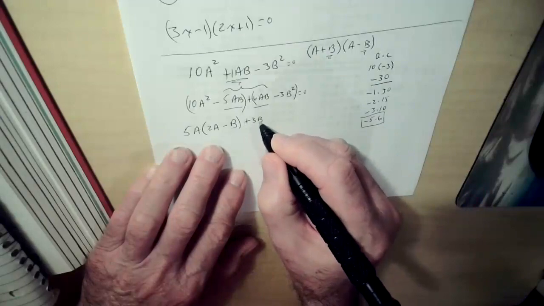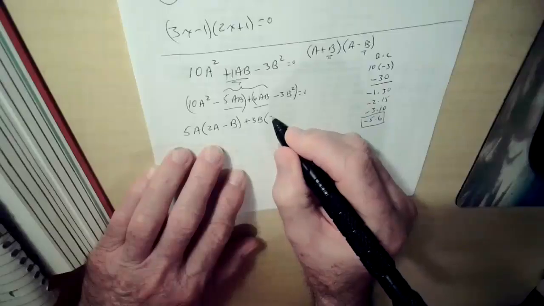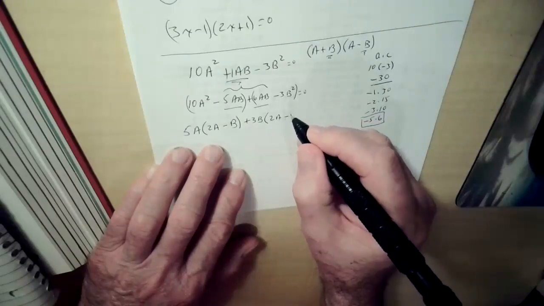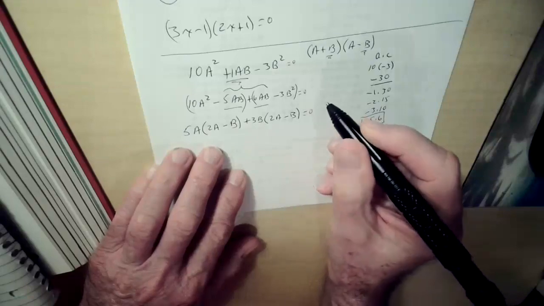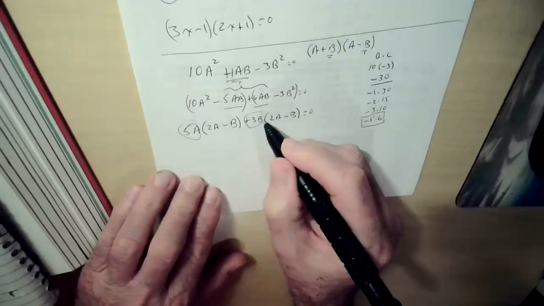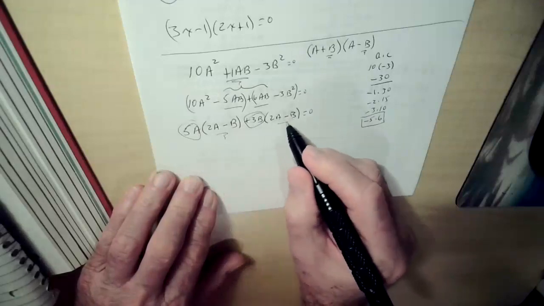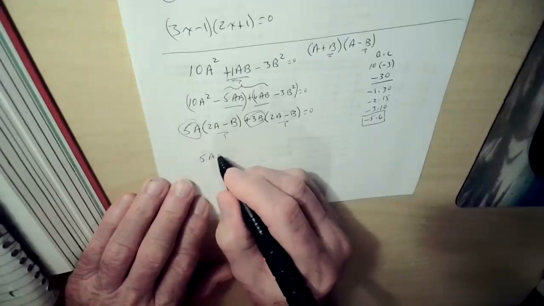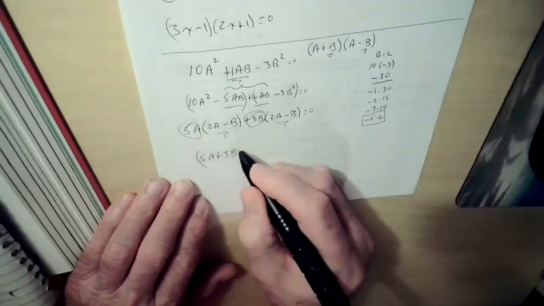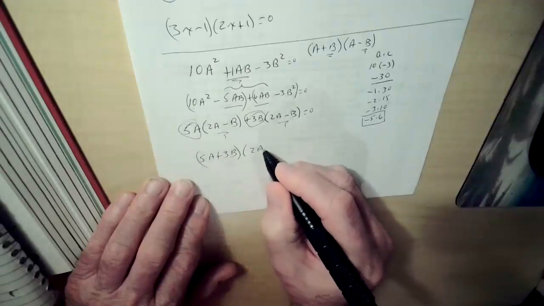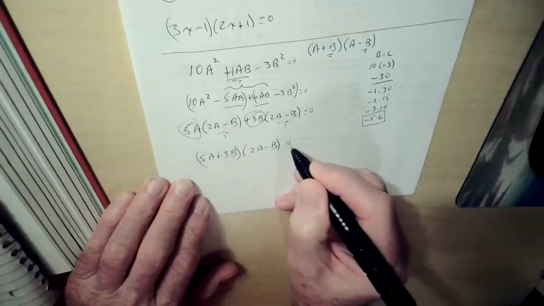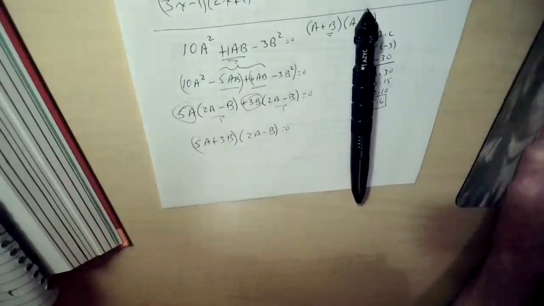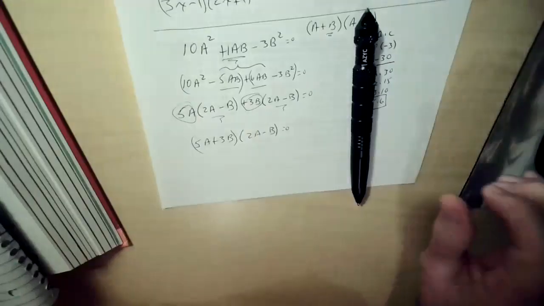We can factor out a 3b. Open 2a minus b equals 0. Now we have this and this. Oh, are these two the same? Yes, they are. So we're probably correct. So we have 5a plus 3b times 2a minus b equals 0. Am I right or am I right? I'm right.